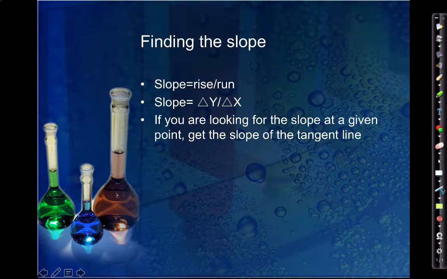Now, finding the slope, that's going to be the rise over run. If you're looking for a particular point on a graph, so let's say that we have this, and I want to know what the slope is at this particular point, I would get the tangent line, so the line that just skirts the curve at that point. So it's still going to be rise over run, so how much does this line go up versus how much does it go over?